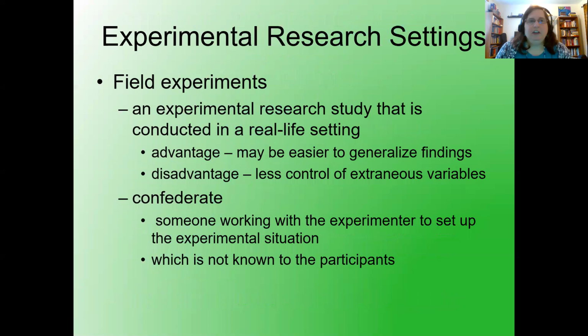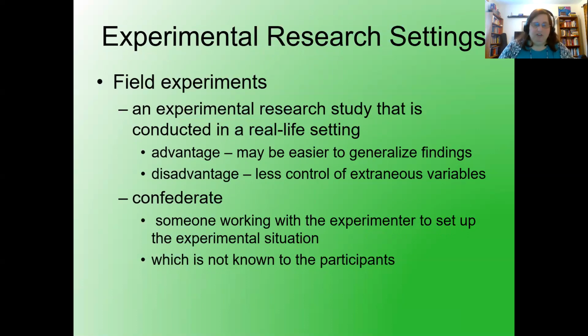Now, when we're talking about experimental research settings, one place we could have an experiment is out in the field. We talked a little bit about laboratory, but let's talk about field experiments. An experimental research study that's conducted in a real-life setting. Now, the advantage of this is that it may be easier to generalize the findings, right? We've got it in real life. This is great. The disadvantage is less control of the extraneous variables, right? If you're putting it in real life, there are certain things you're not going to be able to control.